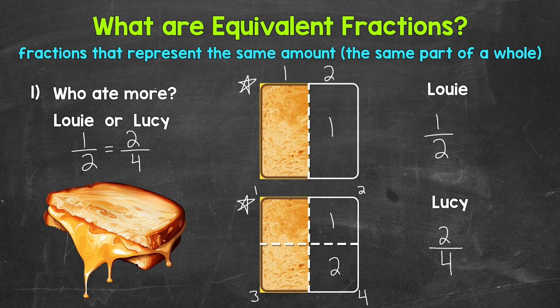Even though Louis only ate 1 piece and Lucy ate 2, Lucy's pieces were smaller because she cut her grilled cheese into fourths. So those 2 pieces were equal to Louis's 1 piece. So to wrap this up, both ate the same part of the whole grilled cheese. And we showed that with our equivalent fractions, 1/2 and 2/4. Let's move on to another example and take a look at number 2.